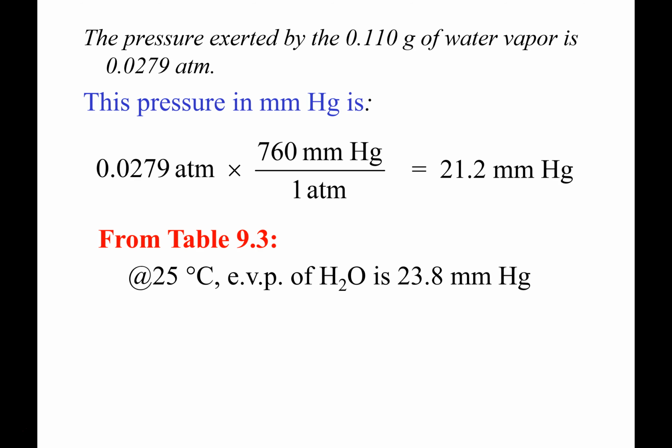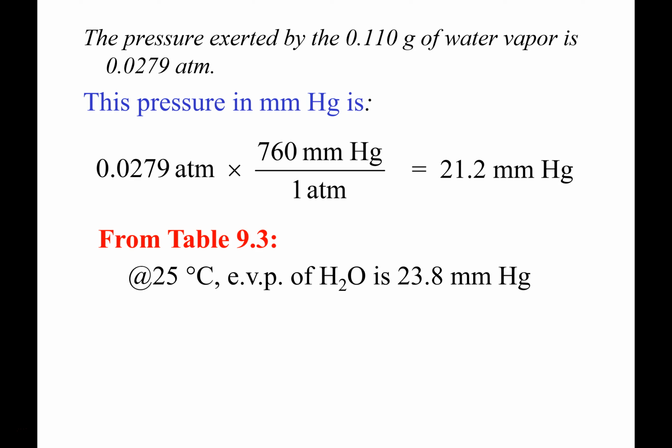If you flip back, you find the 25 degrees Celsius, that should say 23.8 millimeters of mercury. So the fact that this fell short confirmed that you had more room for even more to evaporate.